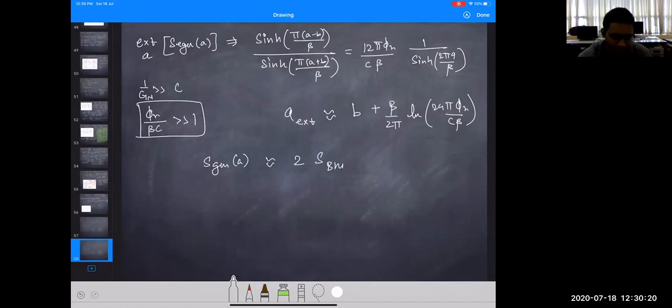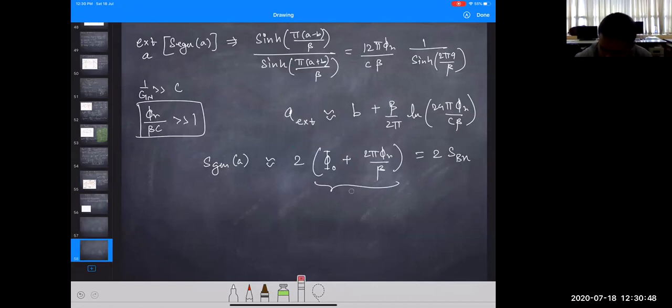So what is that? It's basically just this object: the extremal value of the dilaton plus 2 pi phi r over beta, which is equal to twice S black hole, the coarse-grained entropy of the black hole, which is also the value of the dilaton at its horizon. So area is really the horizon, so it's just a coarse-grained entropy.